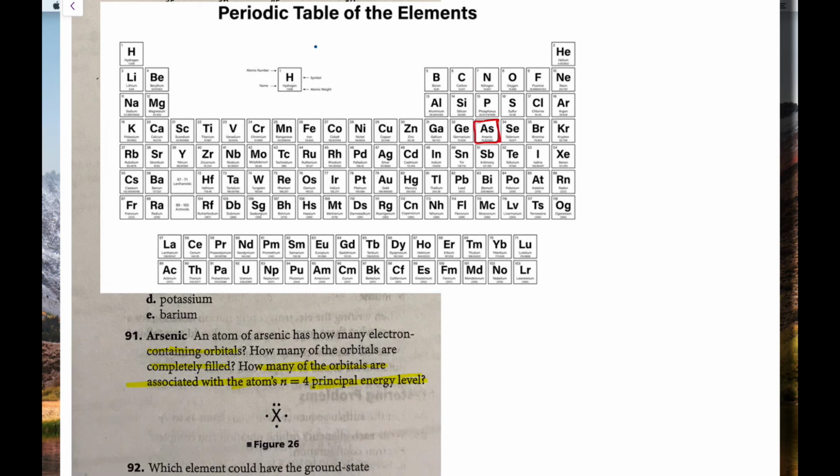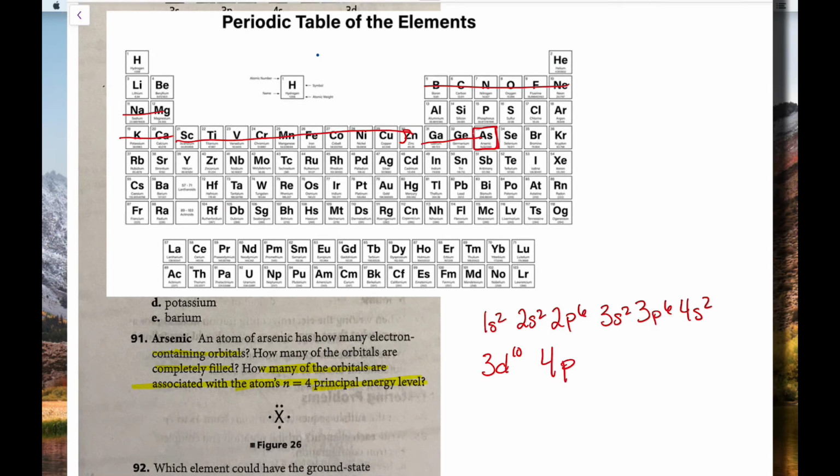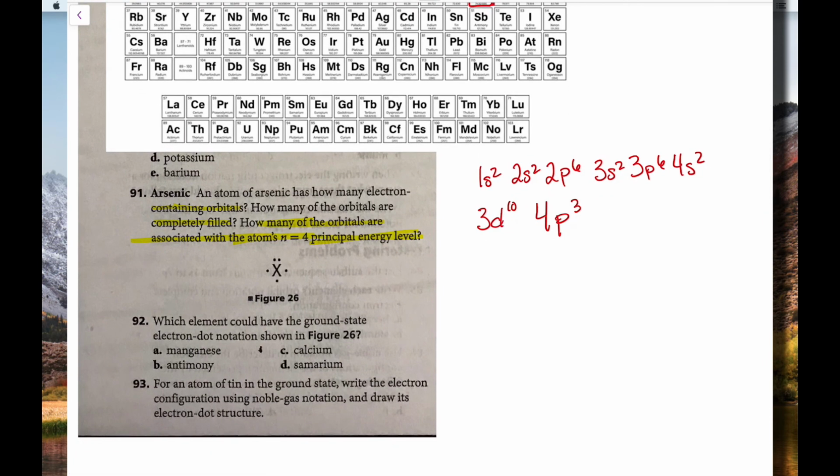So arsenic is going to be 1s2, 2s2, 2p6, right? 2p6, and then 3s2, and then 3p6, and then 4s2, right? 4s2, and then I have 3d10. After 3d10, 4p3. All right, so that's my electron configuration for arsenic. Let's go back to the questions.